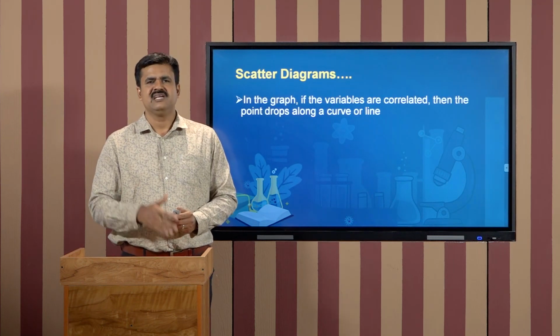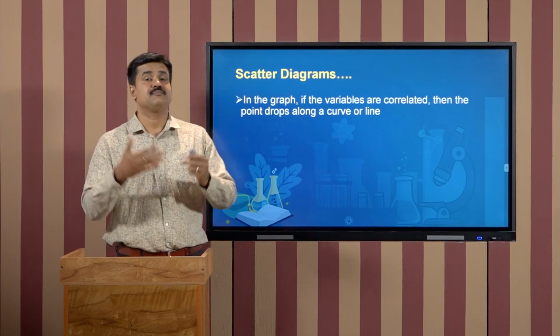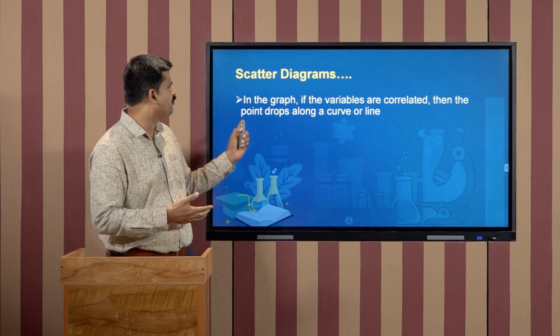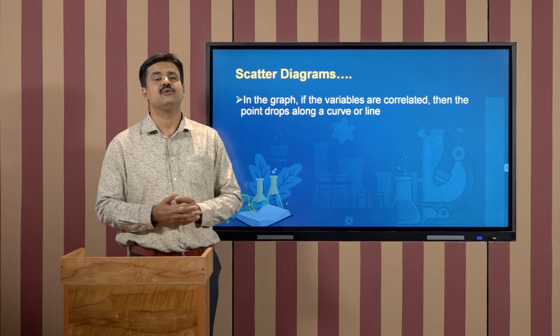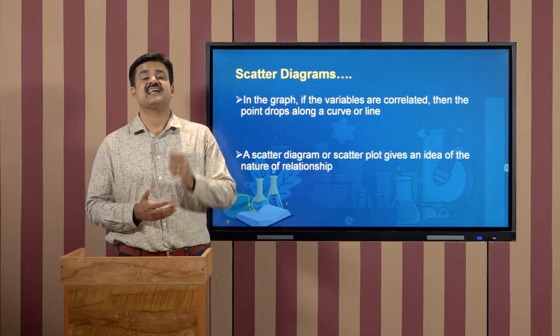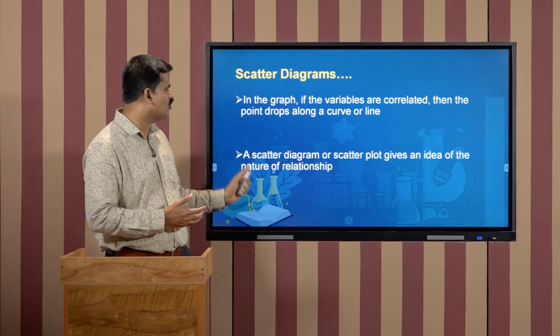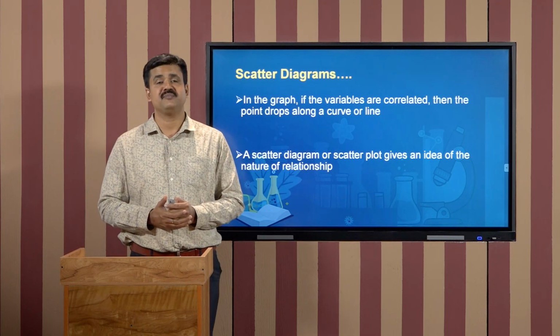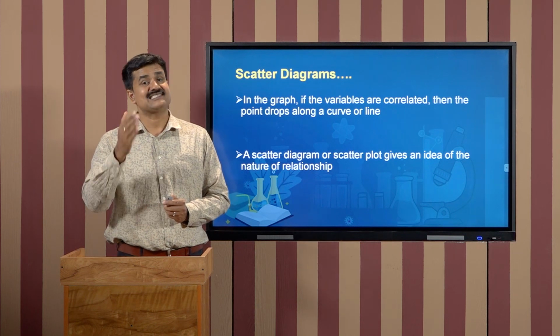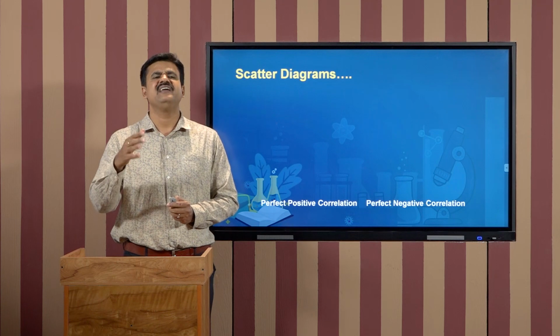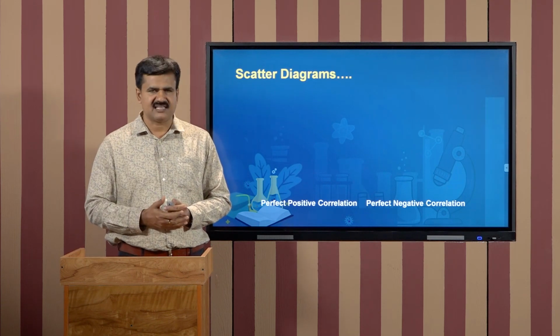In the graph, if the variables are correlated, suppose there is some relation between these two variables, then the points drop along a curve or line. A scatter diagram or a scatter plot gives an idea of the nature of the relationship between the two variables selected to plot the graph. Now, various types of scatter diagram are there.